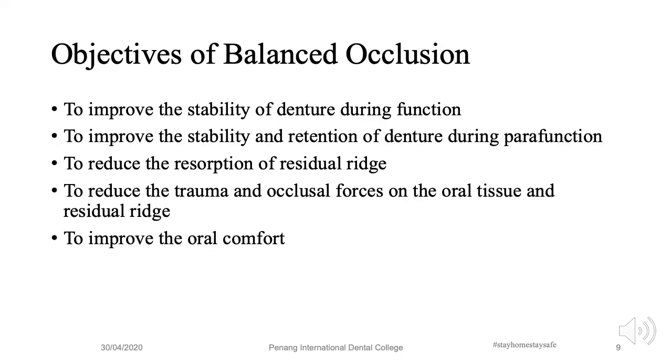Now, objectives of balanced occlusion. Why do we need to do a balanced occlusion? It improves the stability and retention of the denture during parafunction and during function. Reduces the residual ridge resorption. How? When force is acting only at one spot, that portion of the ridge tends to resorb faster, and those areas where there are no occlusal forces acting do not resorb. So if you evenly distribute the occlusal forces to the entire denture bearing area by giving balanced occlusion, then the residual ridge resorption reduces. It also reduces the trauma and occlusal forces on the oral tissue, the same thing. The forces which are acting on the residual ridge will also be acting on the oral tissues. So the trauma will reduce and it will be evenly distributed, to improve the oral comfort at the end of the day. Okay, so this is the importance of balanced occlusion.